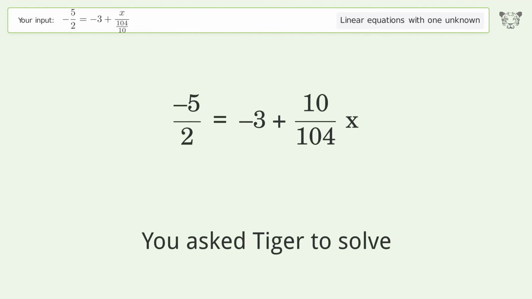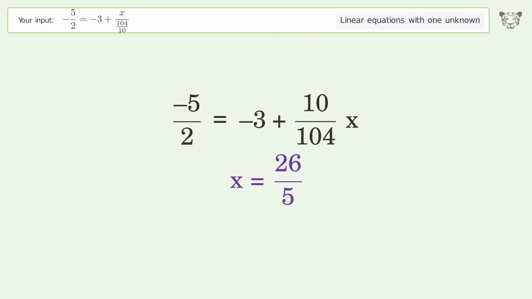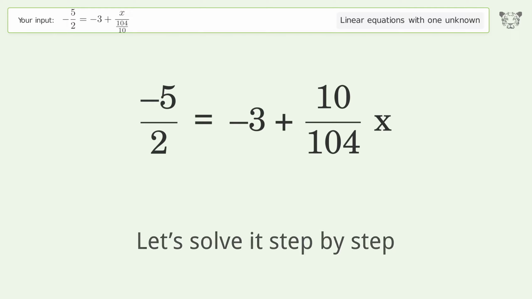You ask Tiger to solve this. It deals with linear equations with one unknown. The final result is x equals 26/5. Let's solve it step by step.